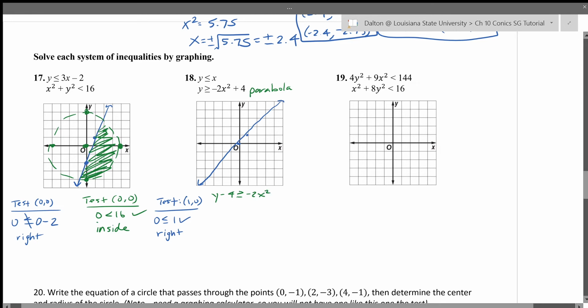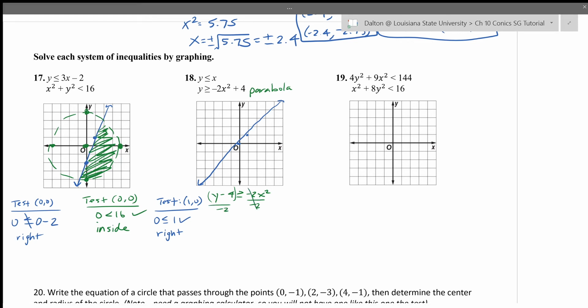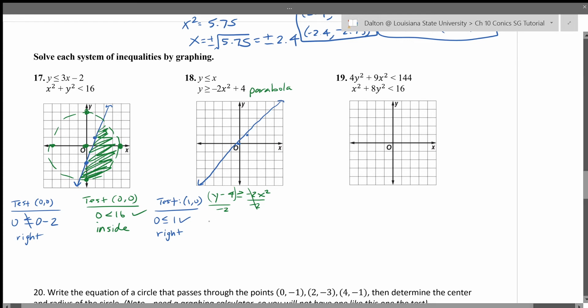And then to get my x squared term alone, I'm going to go ahead and divide everything by -2. Now, I'm going to keep this y minus 4 together. And when I divide by -2, it's the same thing as multiplying by -1/2. So it's going to be -1/2 times y minus 4. Now, rules for inequality still apply. Anytime you divide by a negative number, you need to change your sign. So instead of greater than or equal to, we actually are going to have less than or equal to x squared.